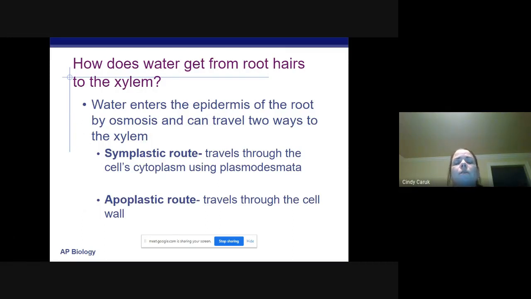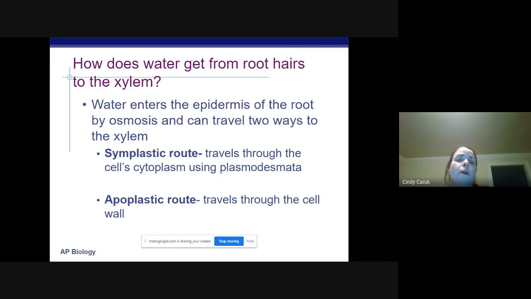So how does water get from the roots to the xylem? Well, there's two ways it can go. Symplastic route, it travels through the cell cytoplasm, using the plasmodesmata. Remember, those are gaps in the cell wall back to the cell. And so they have to pass through that plasmodesmata, through the phospholipid bilayer. It is getting filtered, basically, checked. The apoplastic route, it travels through the cell wall, and it doesn't allow it to get checked.